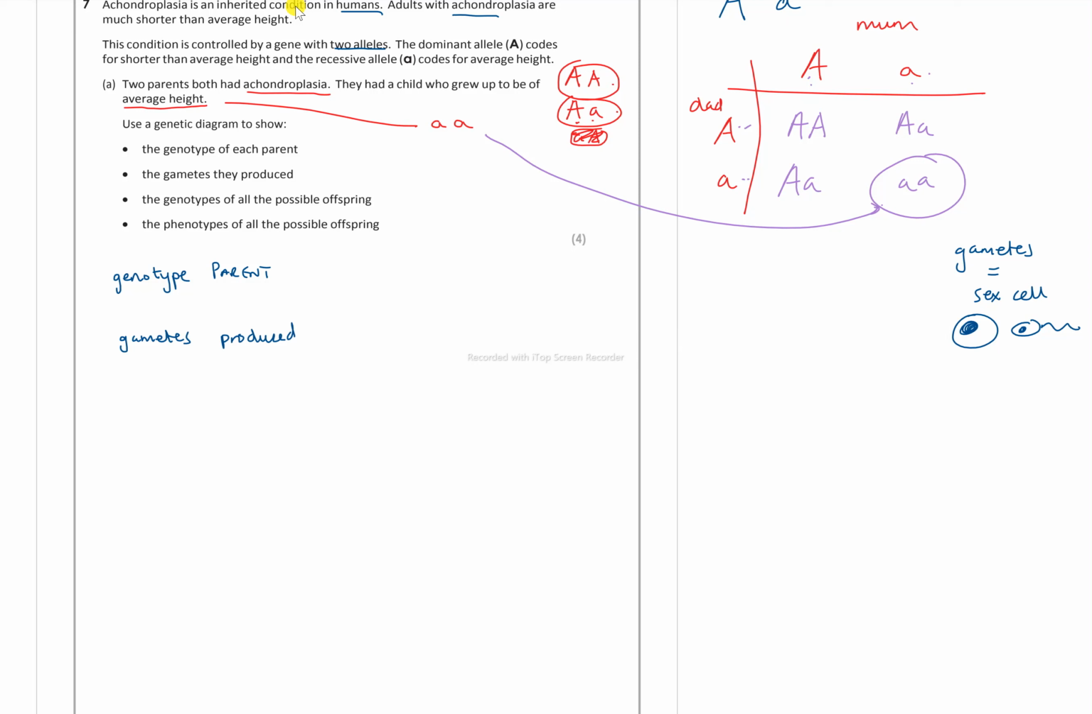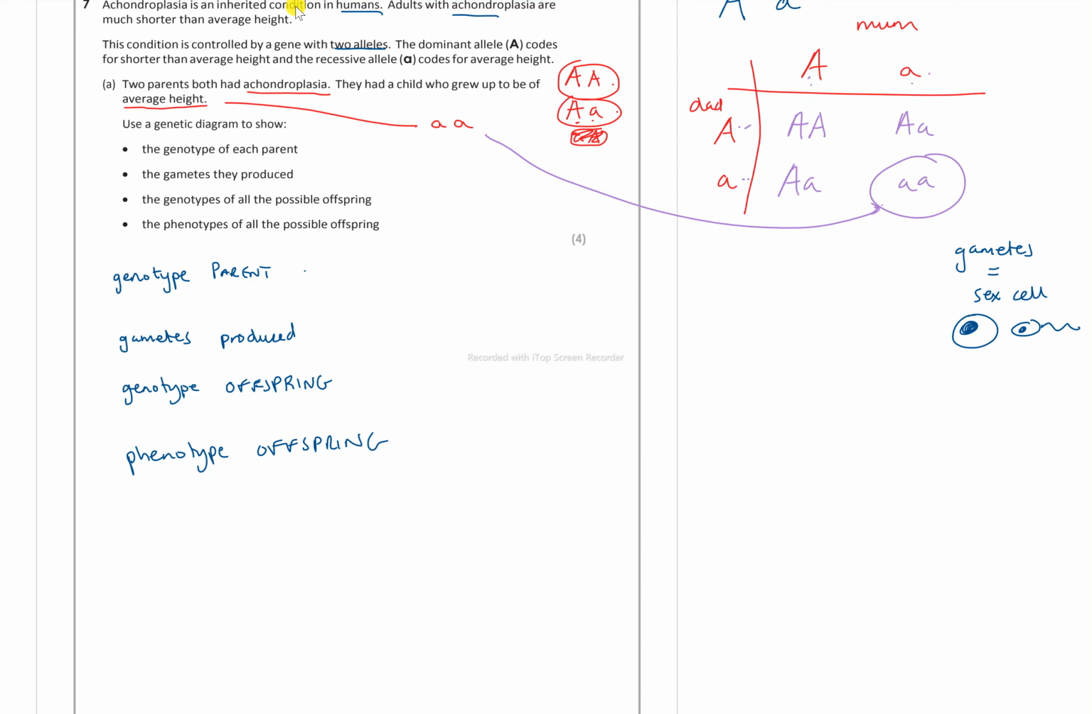And then genotypes. So what will the kids be? Genotype of, oh, not parents, kids, offspring. Right. And phenotypes of all possible offspring. All that means is, what will they look like?